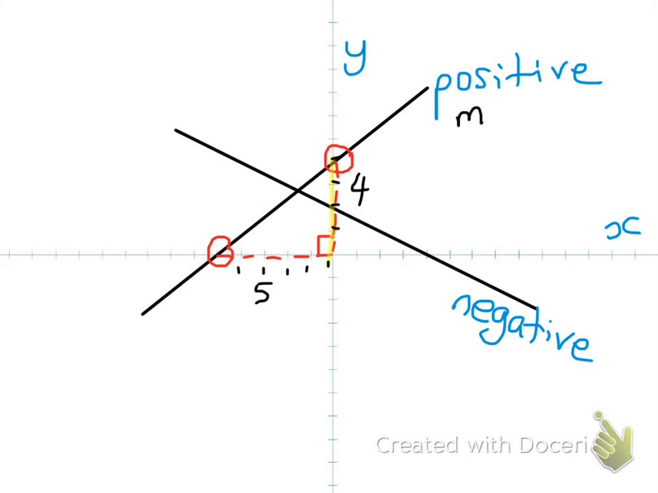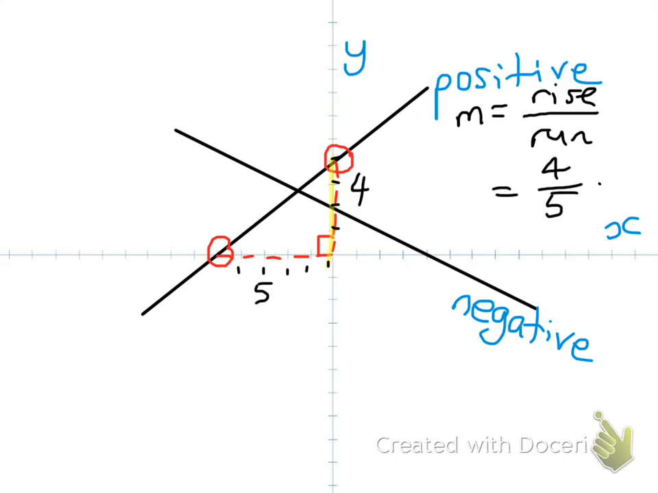Therefore, the gradient, which we know is positive and being a rise over a run, can now be given a value of rising 4 and running 5. So it's positive 4 over 5 for that gradient, simply from making my little right angle triangle and recognizing how far I've come up and how far I've come across.